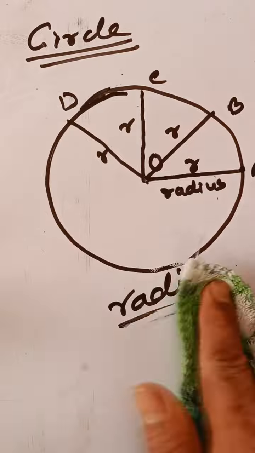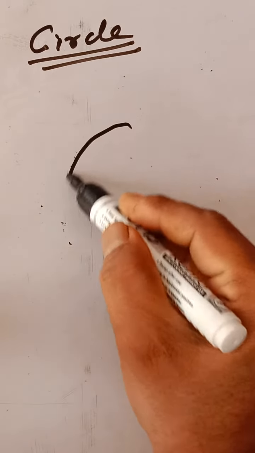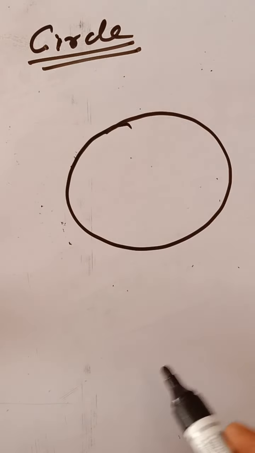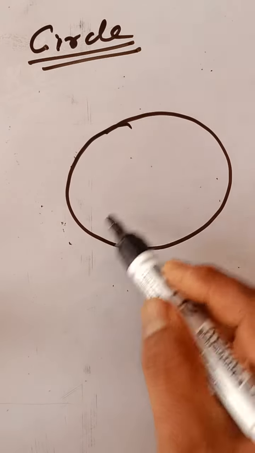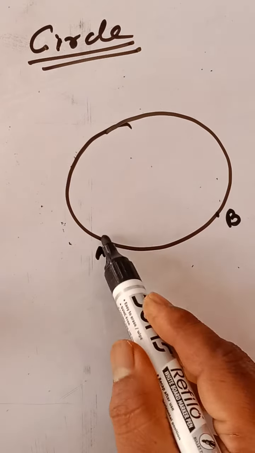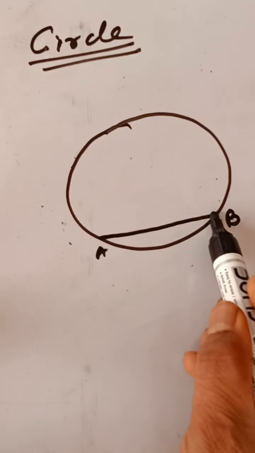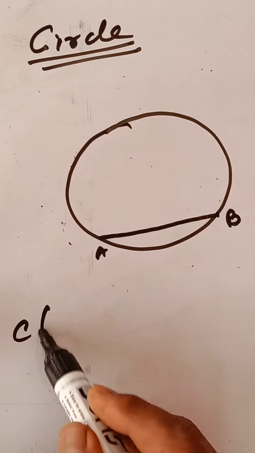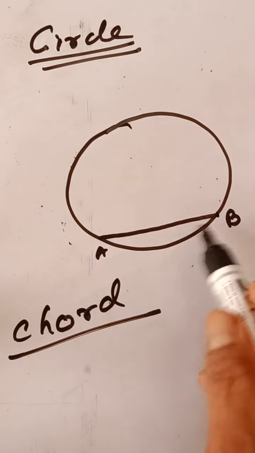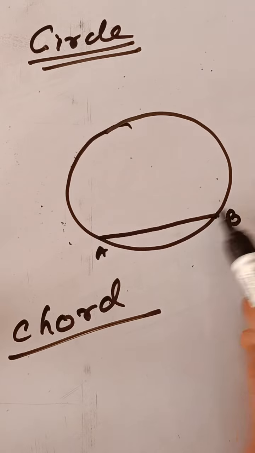Now we will see diameter and chords of a circle. Suppose this is our circle. This is a rough figure. If we take any 2 points, suppose here we have A and here we have B. These 2 points are on the circle. If we join these 2 points A and B, we get chord. This AB is called chord of a circle. The line segment whose end points lie on the circle are called chords of a circle.